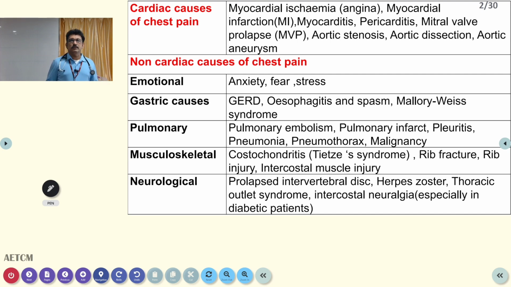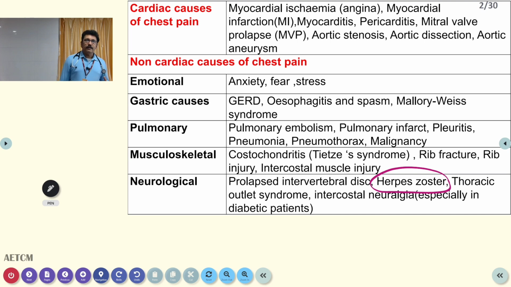It starts from emotional conditions like stress, fear, or gastric conditions like GERD, esophageal spasm, Mallory-Weiss syndrome, musculoskeletal conditions like osteochondritis, rib fracture, rib injury, neurological conditions like herpes zoster. That is one of the most important conditions, especially in diabetic patients. Whenever a diabetic patient comes with left-sided chest pain, you have to always examine the skin of the patient because there is a high chance of herpes zoster in that dermatome. So we have to examine that in detail.